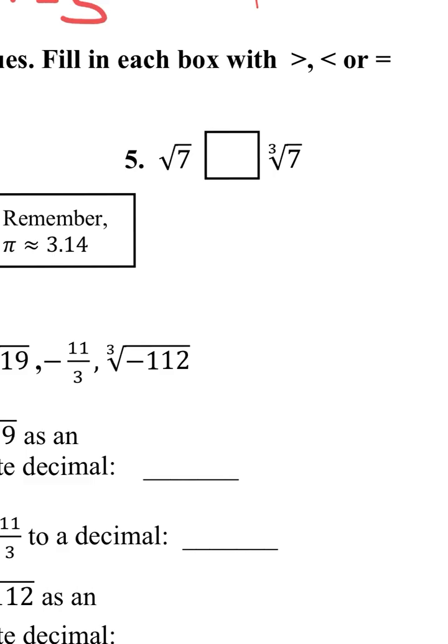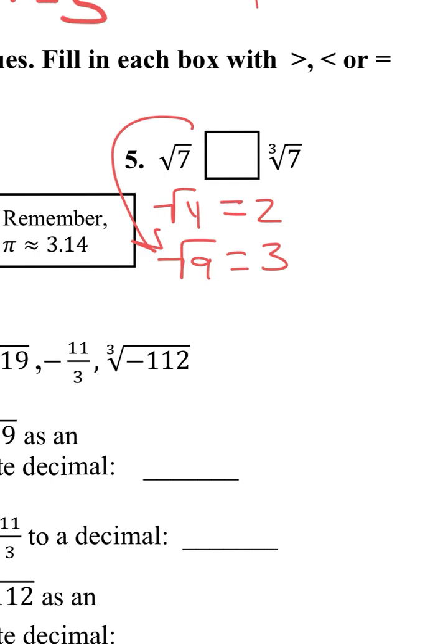On number 5, they're getting a little tricky with us. So here we go. We've got the square root of 7, and they want us to compare that to the cube root of 7. Let's find the two perfect square numbers that 7 is in between. The one just below is 4, and the one just above is 9. 7 is closer to 9, but let's see. The square root of 4 is 2, and the square root of 9 is 3.